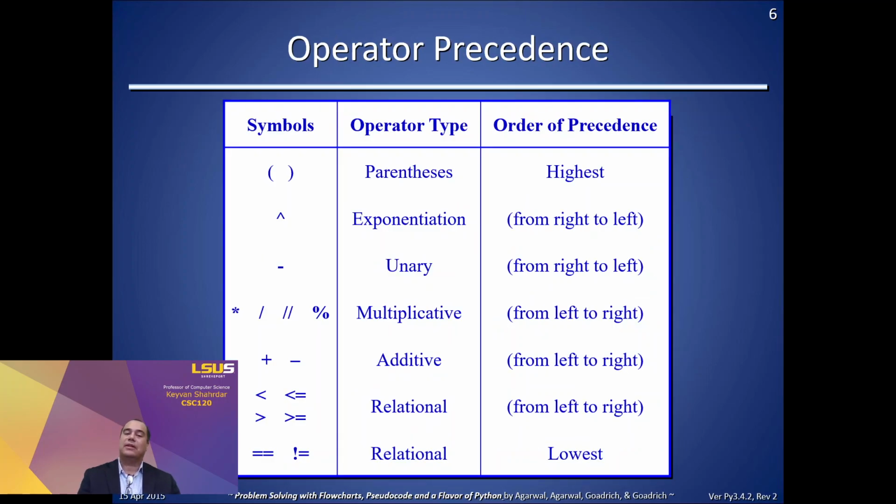So let's look at the operator precedence. You have the parentheses, and that's the highest order of precedence. Then you have exponentiation from right to left, then unary from right to left, then multiplicative from left to right, additive left to right, relational, that's greater than or less than, left to right, and the lowest level is equal or not equal to.